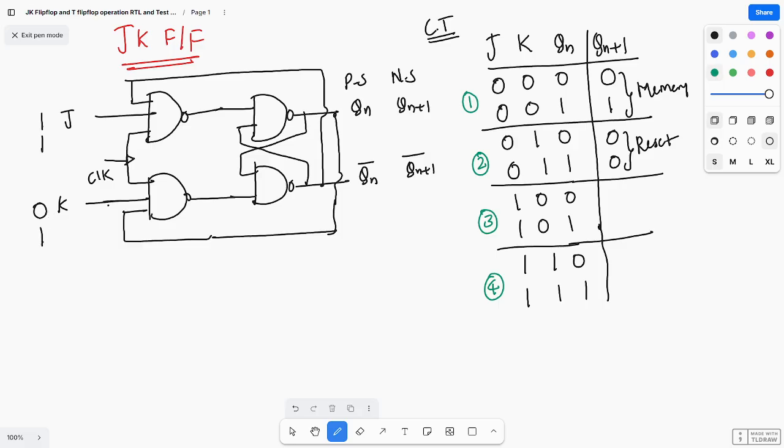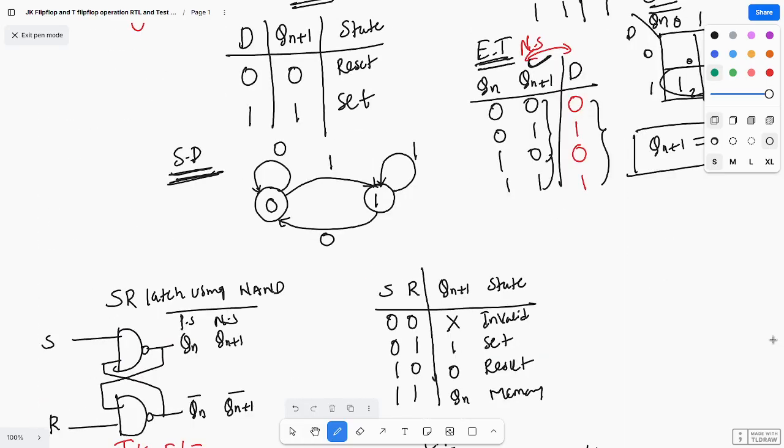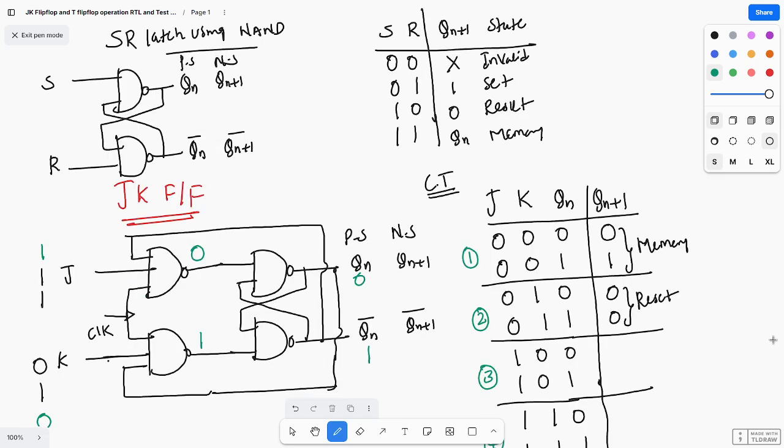And I will see the first case. That means suppose Q is 0, Qn bar is 1. Okay, so Qn bar is 1 means this is 1. This will be feedback, and this is 0. So the AND operation of 1 is 1 bar, here you are getting 0, and 0 bar, here you are getting 1. So that means 0 1 for the NAND latch. What is the state? Set state.